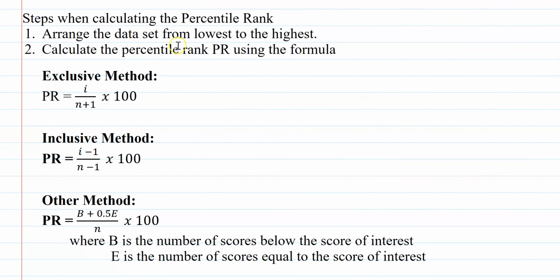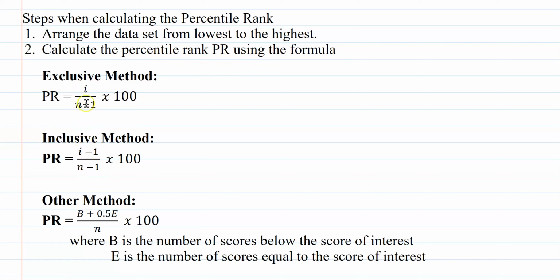Now, when you calculate the percentile rank, the first thing that you need to do is arrange the data set from the lowest to the highest score. And remember that once the data set is arranged, the position number for the lowest score will be 1, and then the next lowest score, the position number is 2. That will continue up to the highest score. And then you can calculate the percentile rank using one of these three formulas.